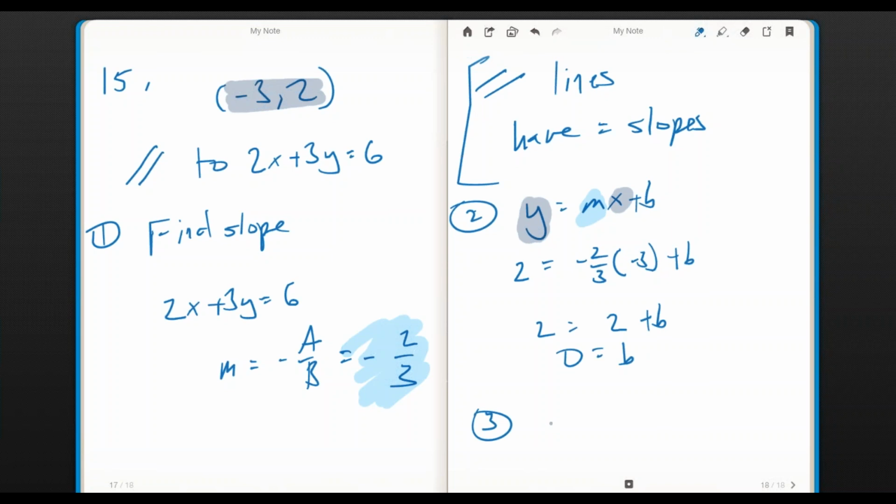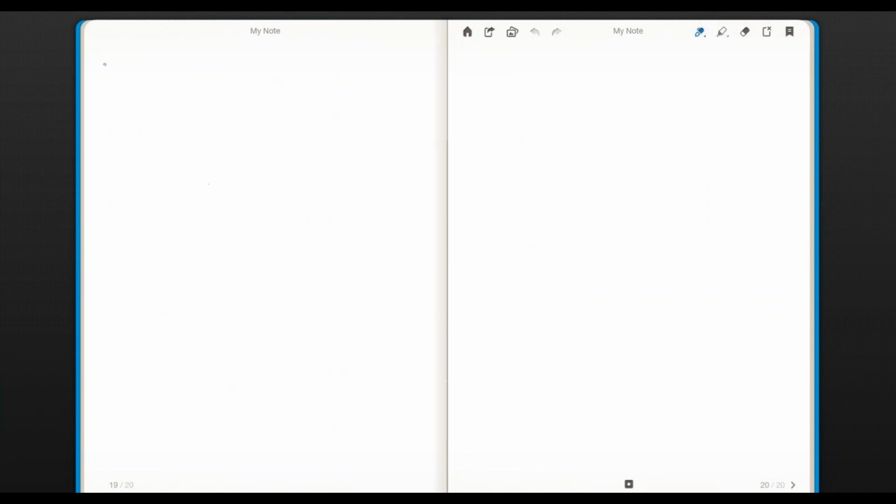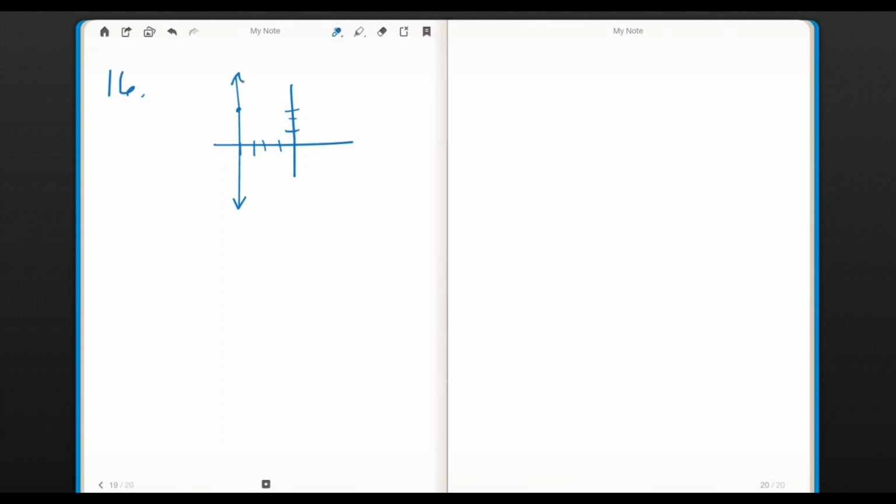And now we're just going to write our equation. Y equals -2/3 x. You could put a +0 there if you want to. You wouldn't have to put a +0 there, but that's the equation for the line on number 15. Number 16, if we want a vertical line through -4, 3, what a vertical line has in common is that all of your x values are the same. X equals -4.